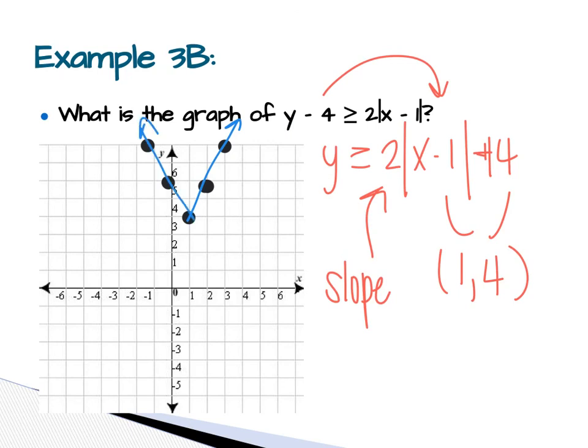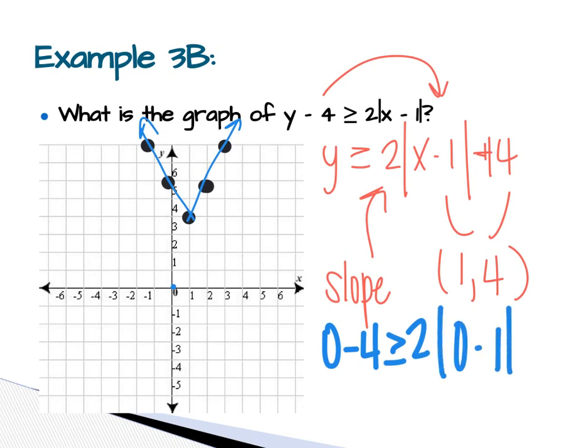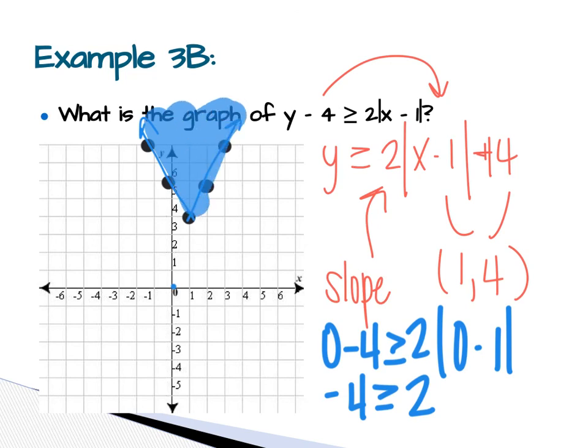And let's just pick a test point just in case. 0, 0 is free, so we'll use it. When we plug it in, we get 0 minus 4 is greater than or equal to 2 times absolute value of 0 minus 1. That means negative 4 is greater than or equal to 2 times 1, which is 2. Negative 4 is not greater than 2, so that's false, which means I shade the other side of the line. Not where 0, 0 is, but the other side. And that happens to be above the graph, like I said it was going to have to be to begin with.